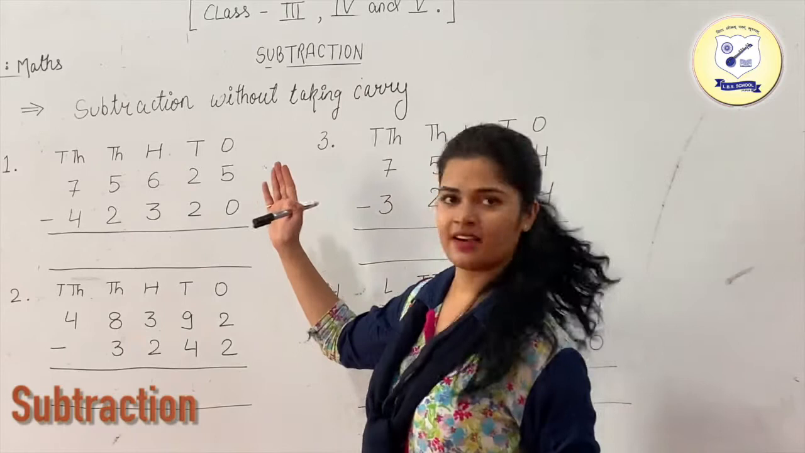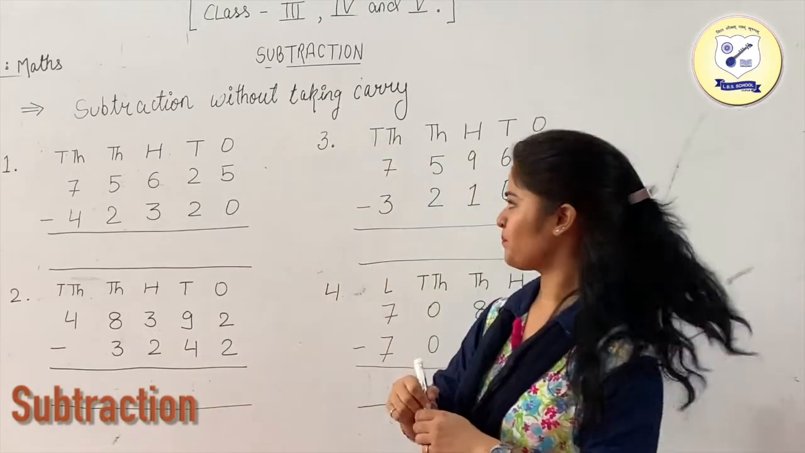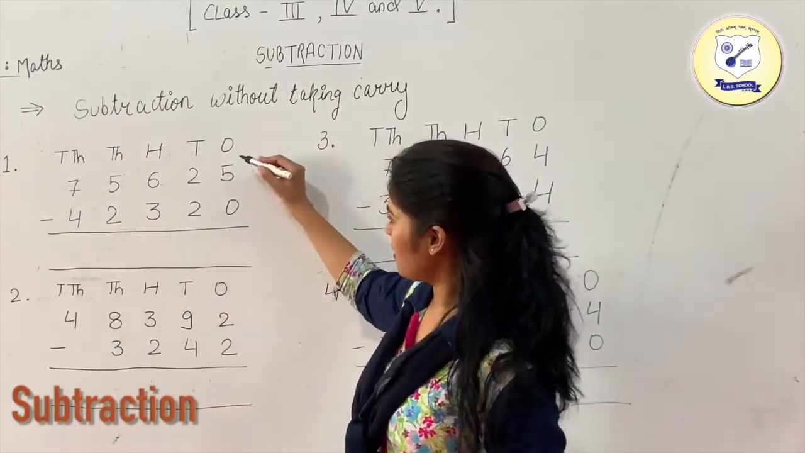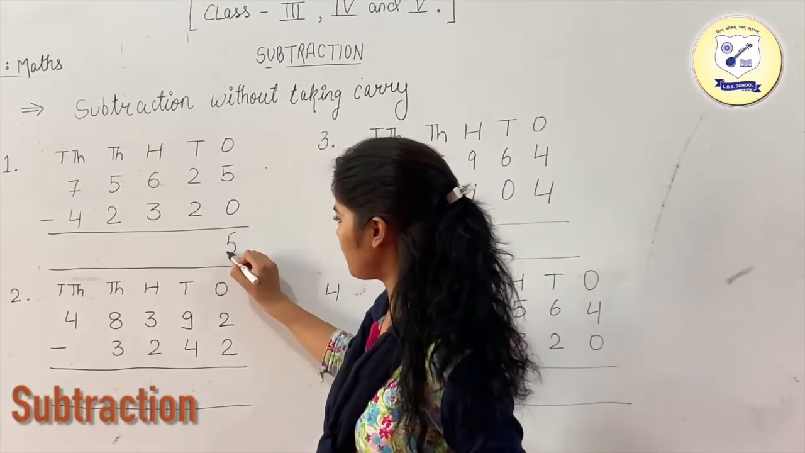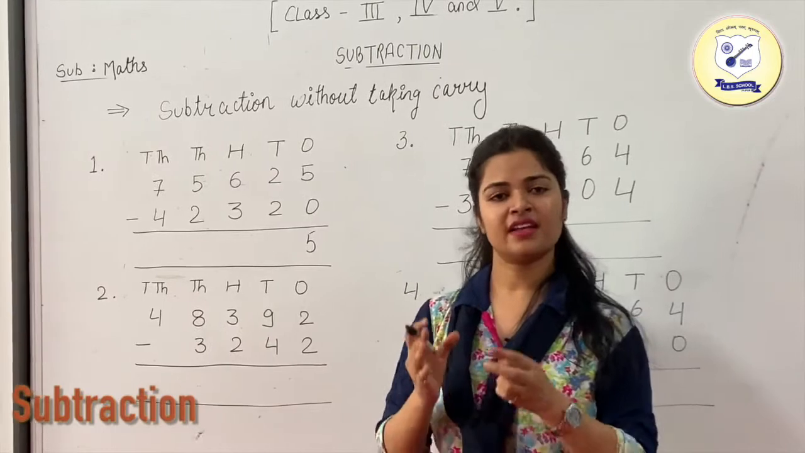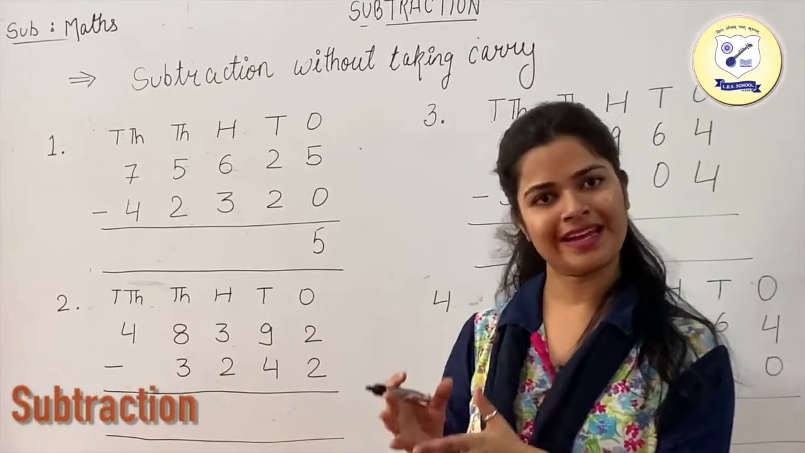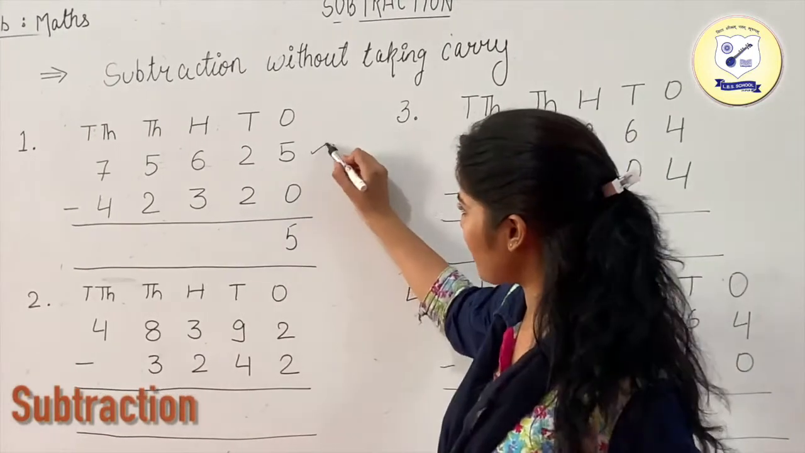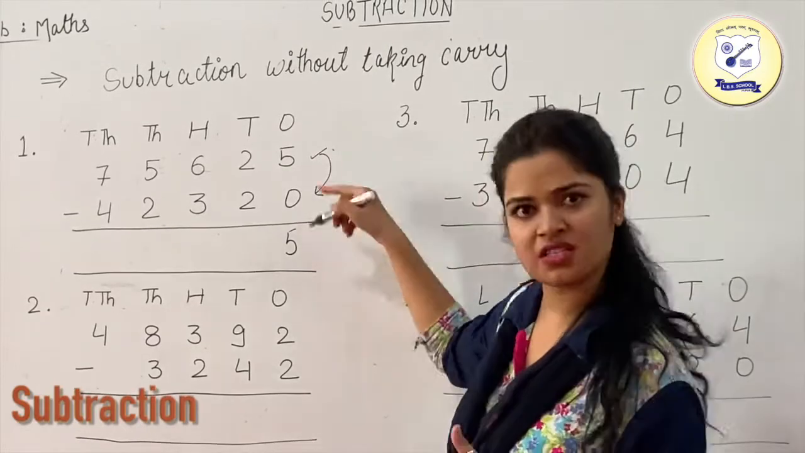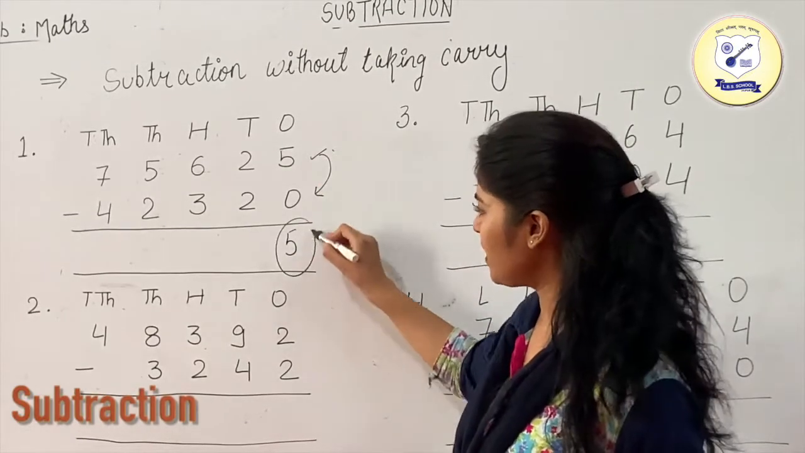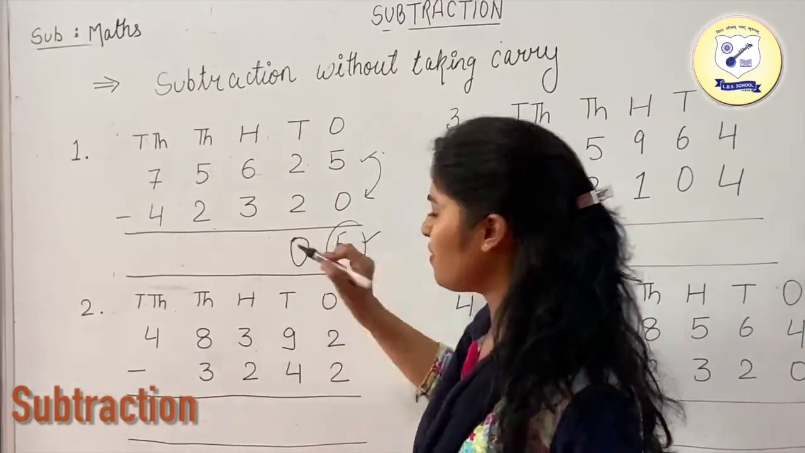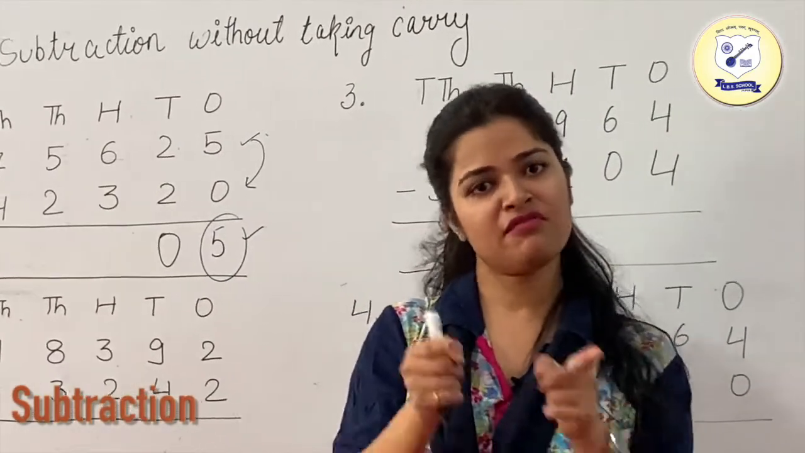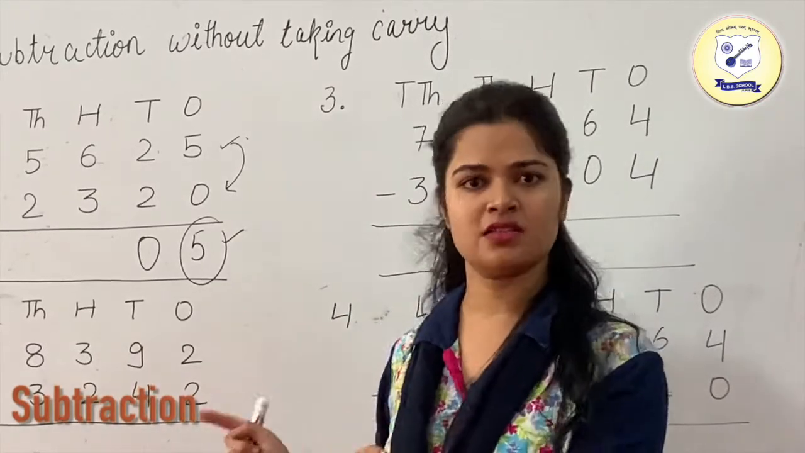So now we will start doing subtraction without taking carry. So this is our first question. At the ones place we have 5. 5 minus 0 is 5. If you are subtracting 0 from a number, then you will get the same number again. Like I have 5 here and I am subtracting 0 from it, so the answer will be 5 only. Okay, so now 2 minus 2 is 0. If you are subtracting the same number from the same number, then you will get 0.